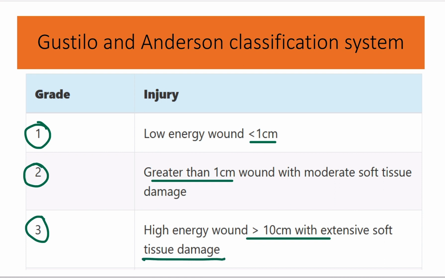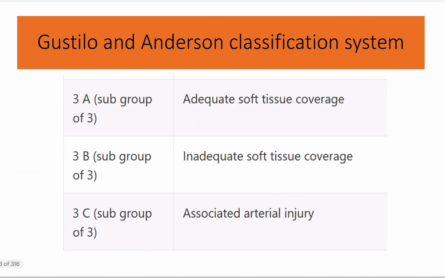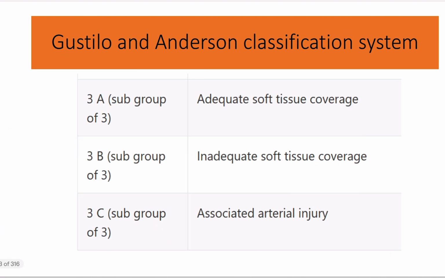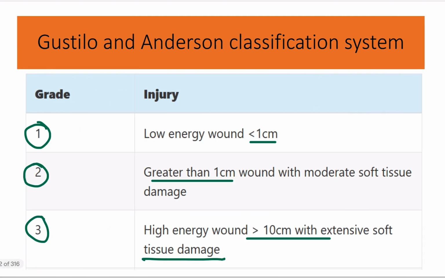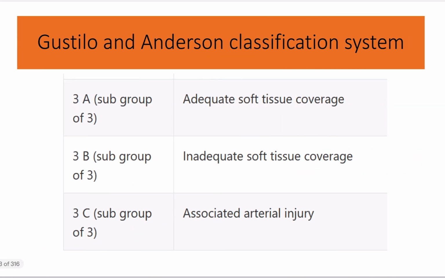So again, in type 1, it is less than 1 centimeter. In type 2, it is 1 to 10 centimeters, and in type 3, it is more than 10 centimeters. Type 3, which is more than 10 centimeters, is also divided into 3A, 3B and 3C.